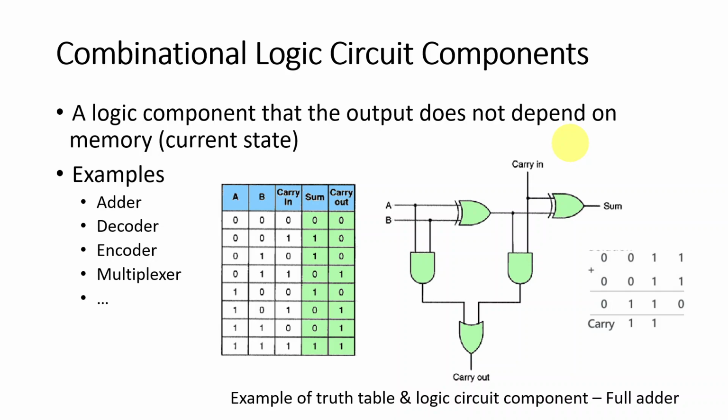For example, there are some useful combinational logic circuit components like adders, decoders, encoders, multiplexers, etc. We are not going into the details about these combinational or sequential logic circuit components because we will be discussing those in a subsequent session.